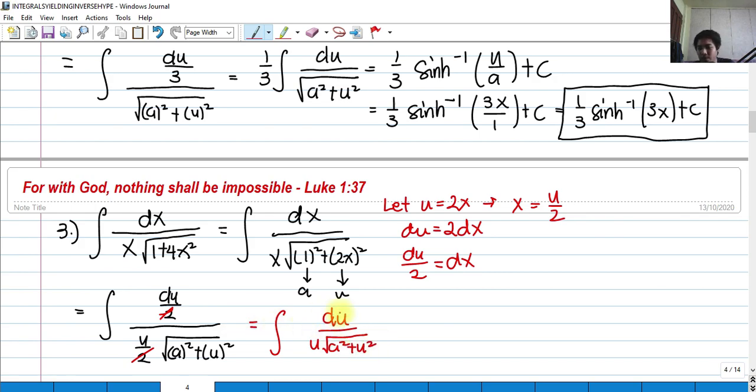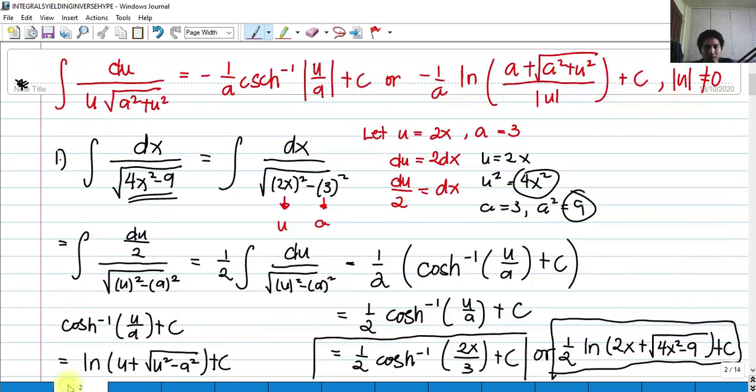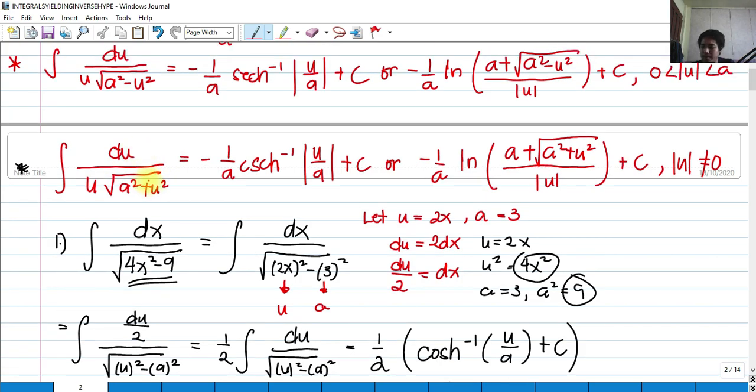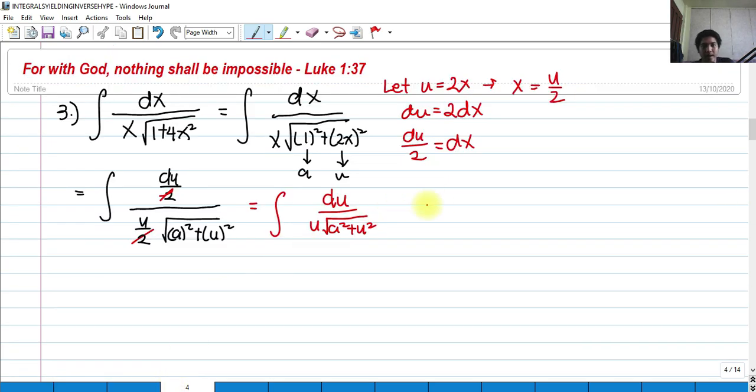Of which, this formula is actually the inverse hyperbolic cosecant. So we have a squared plus u squared. So we have negative 1 over a inverse hyperbolic cosecant of the absolute value of u over a. This is equivalent to negative 1 over a inverse hyperbolic cosecant of the absolute value of u over a plus c.